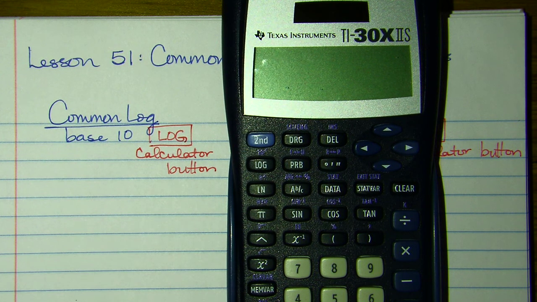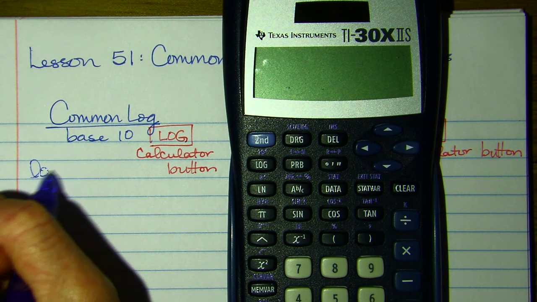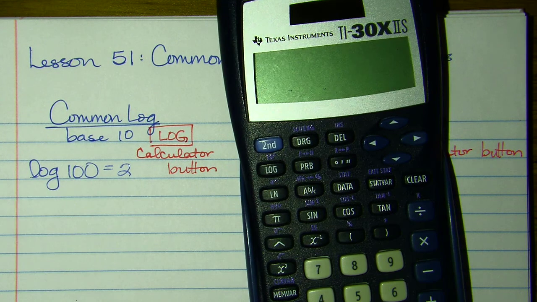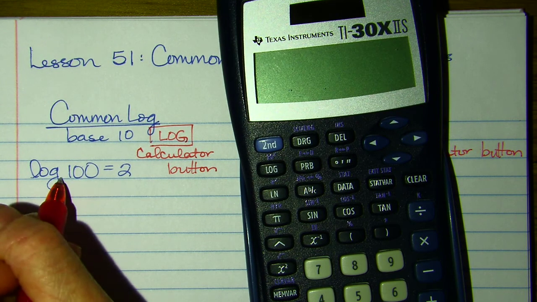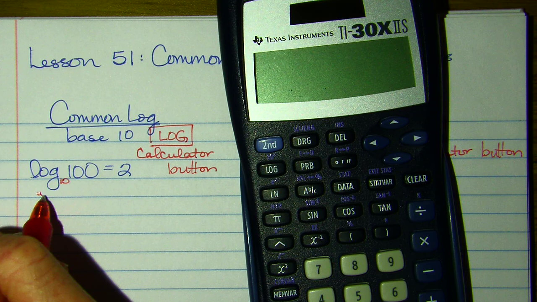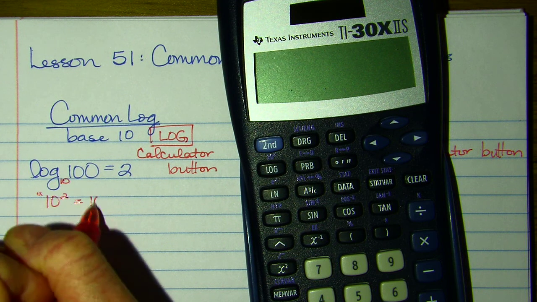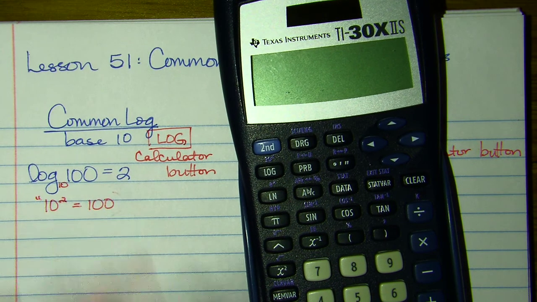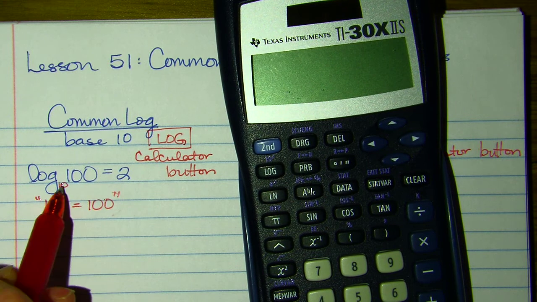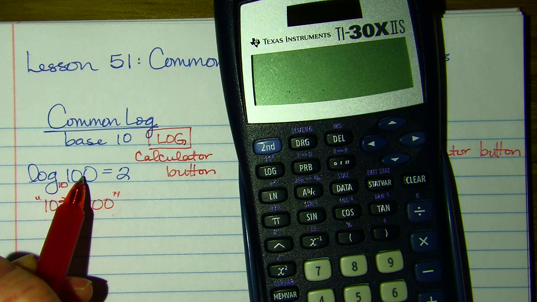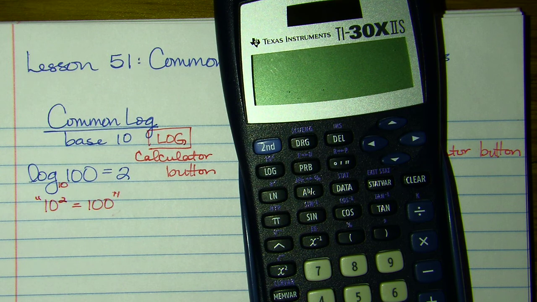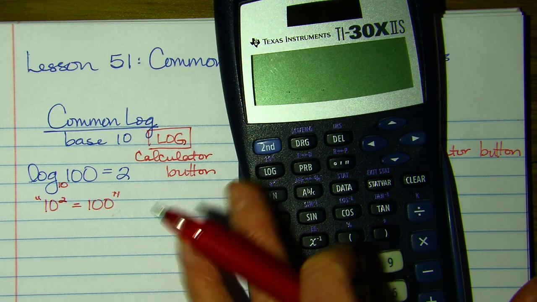So when I write log of 100 equals 2, what that is stating is that there's an invisible 10 here, and this means 10 squared equals 100. Because remember, when we write a logarithm, it is base answer equals your exponent. Okay, so remember the setup. So that is here on your calculator.